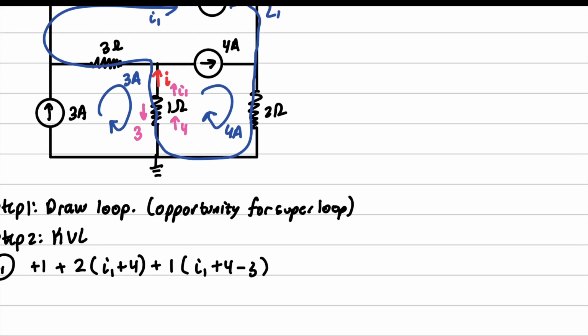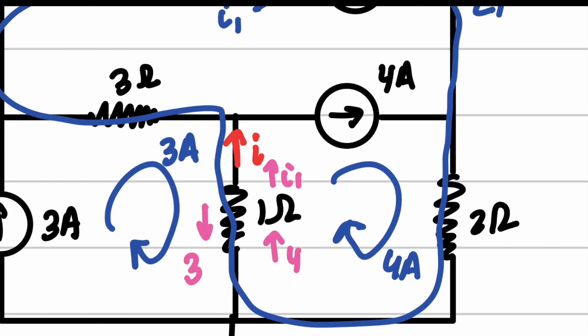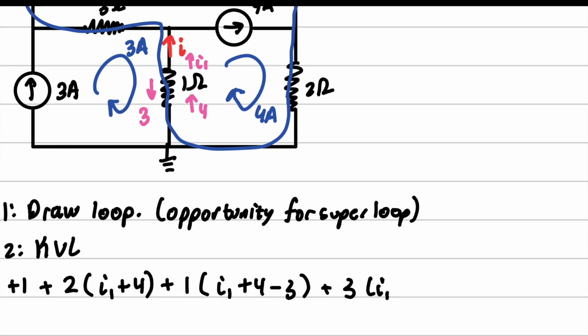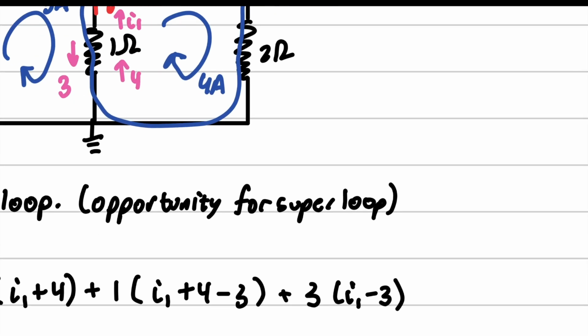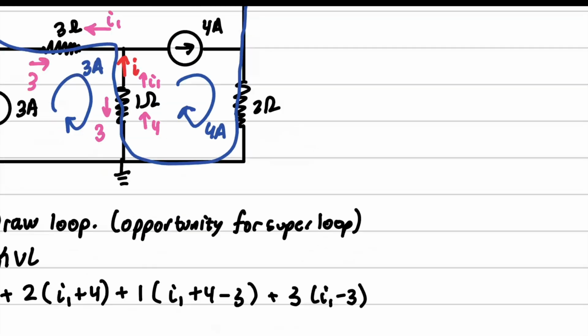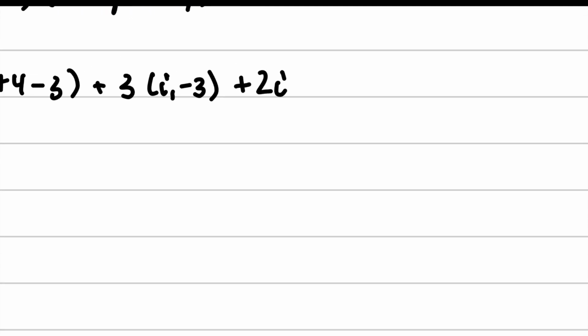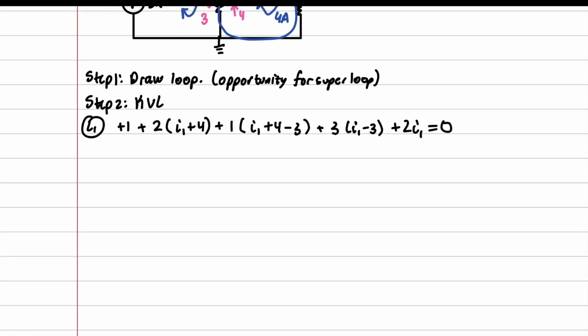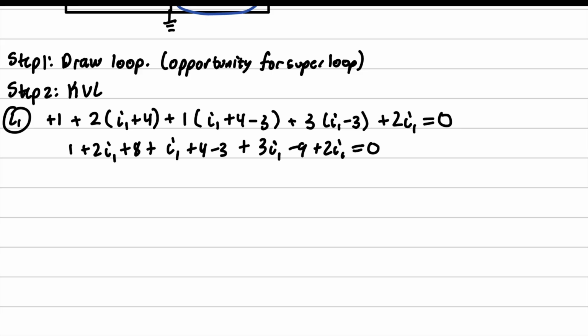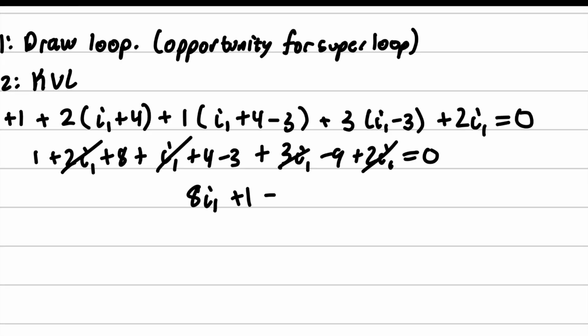Okay, plus we've got the 3 ohms. Now we've got I1, sorry, and then we've got -3 amps because we're going this way. 3 and I1. And finally, last but not least, we've got 2i1, and then all that equals 0. So we're going to go ahead and simplify this. And we get I1 is equal to negative 1/8.